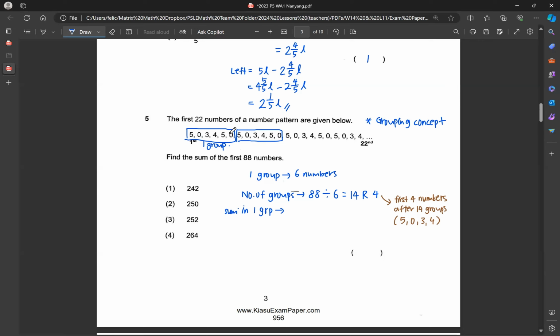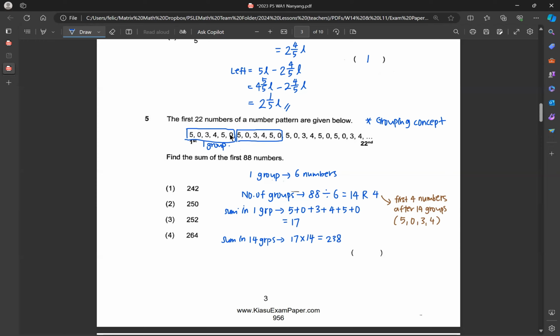5, 0, 3, 4, 5, 0. Just add them up together. Okay, if you calculate this, you'll realize it's 17, which means I can go on to find the sum in the 14 groups now. So 14 groups is basically 14 times 17. So the sum in these 14 groups will be 238.